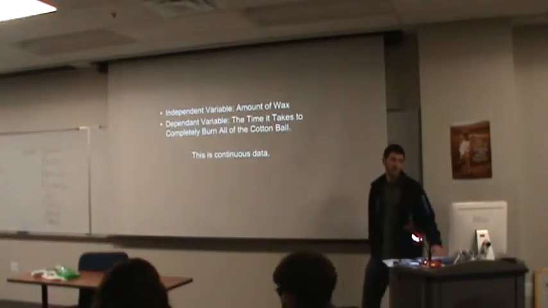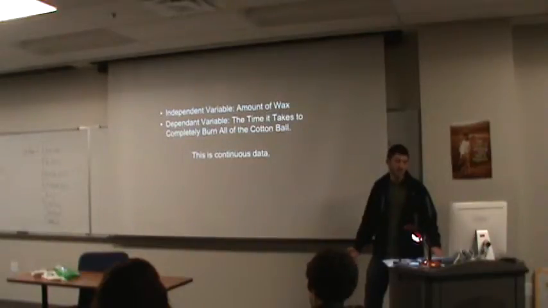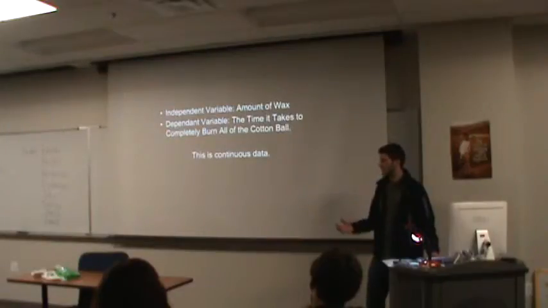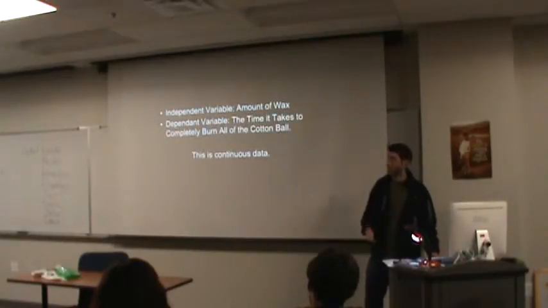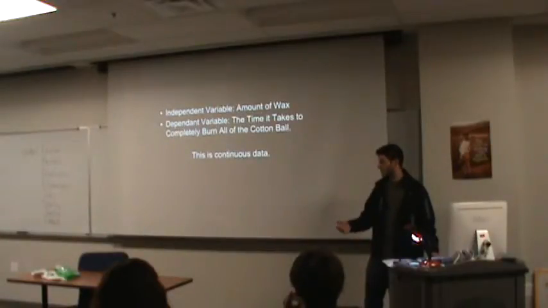All right, so my independent variable would be the amount of wax that I added. The dependent variable would be the time that it would have taken to completely burn. And of course, it would be continuous data because I could change that amount of wax that I added. It didn't have to be 0.5 grams, 1 gram. It could be 0.75 grams. I could change that as much as I wanted.